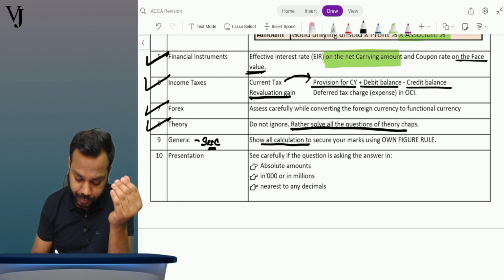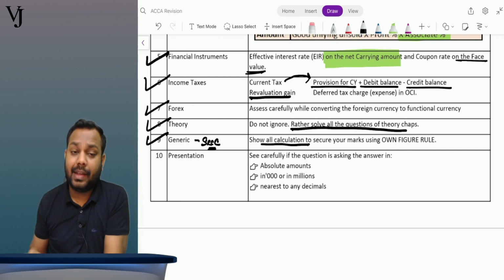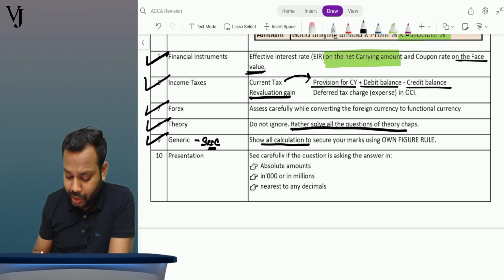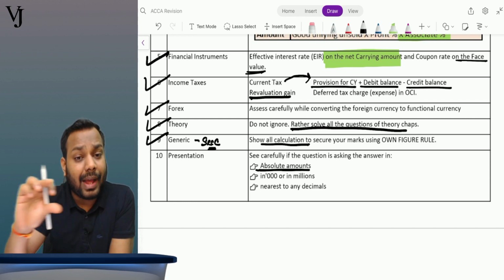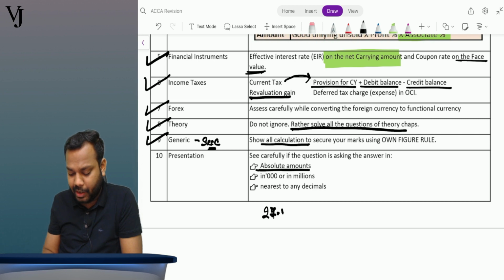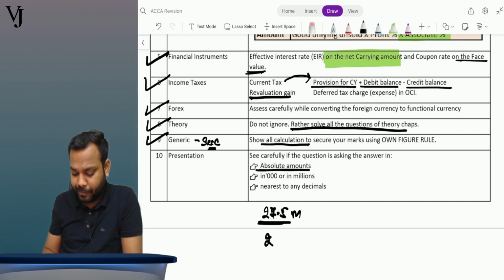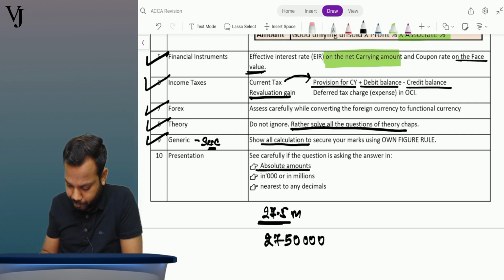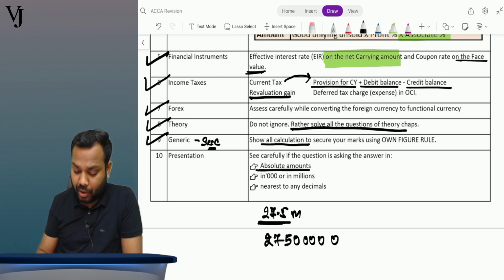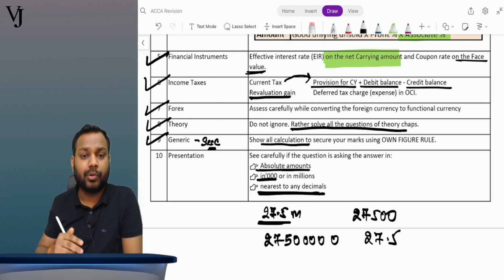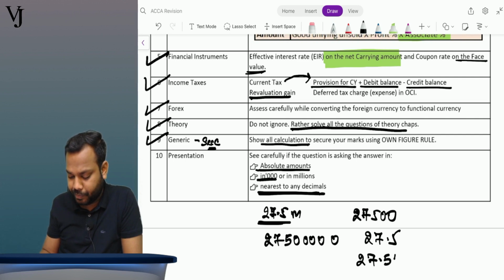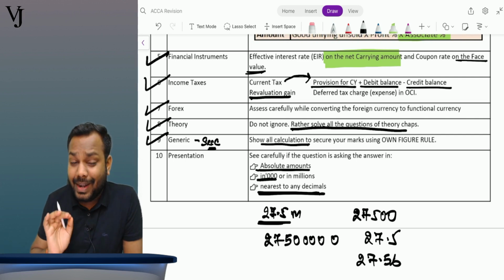Now, number 10 is presentation. Guys, be very careful. If the question is asking for the answer in absolute amounts in section A and section B, then write the full amount. Let's suppose the answer is 27.5 million and the question is asking in absolute amount. So what will we write? This is how you will write. If the question is asking in thousands, you will write this way. If the question is asking in millions, you will write this way. If the question is asking to the nearest decimals, let's suppose 2 decimals, you will write this way. So be very careful, read the question carefully, guys.